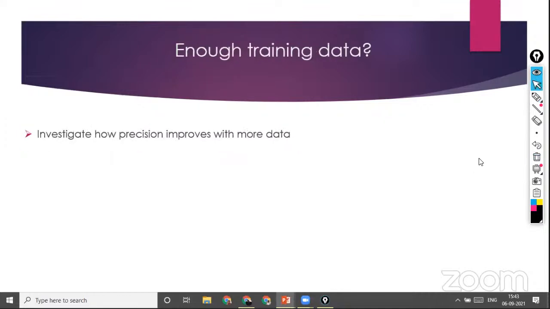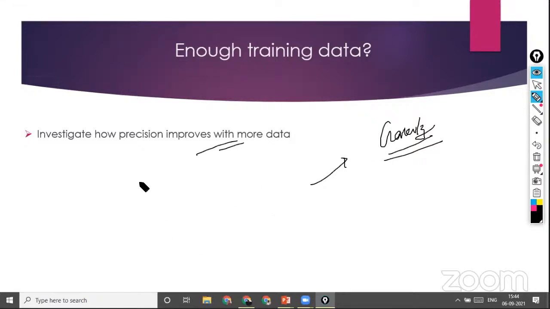Now about having enough training data. If you have more and more training data, you can surely improve the accuracy of your model. That's another thing, especially in the case of deep learning. If you have more data, you will be generalizing your model well, and there are different kinds of problems that may occur if you have a limited amount of data.